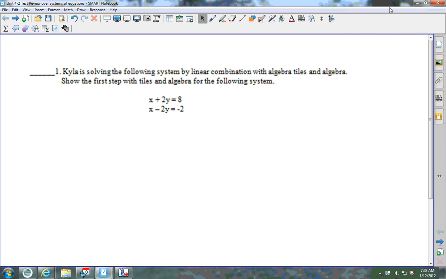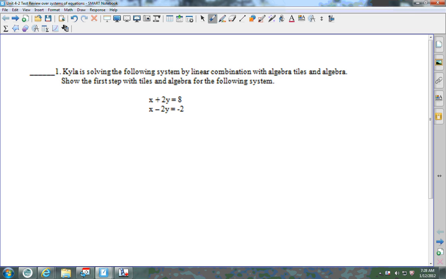This is going to be a review over the systems of equations with linear combination and applications. Right here, number 1 says, Kyla is solving the following system by linear combination with tiles and algebra. Show the first step with tiles and the algebra for the following system.